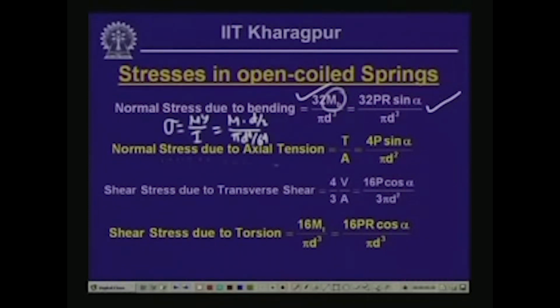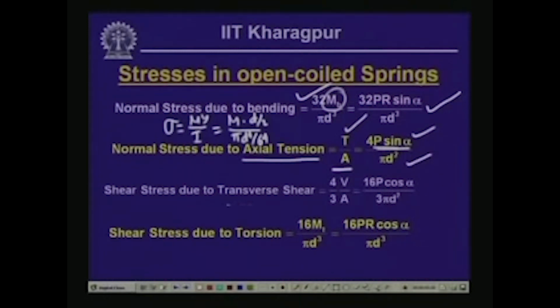Now, normal stress due to axial tension equals the tensile pull divided by the cross sectional area, and the tensile pull as we have seen equals P sin alpha, and the cross sectional area is pi d square by 4. So this is 4 P sin alpha by pi d square.